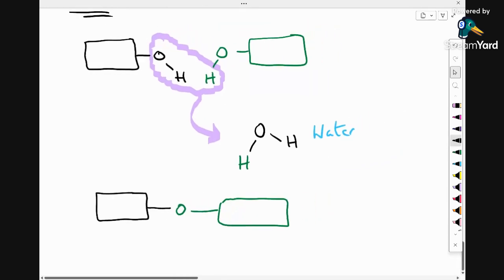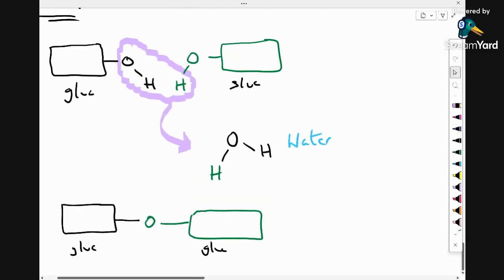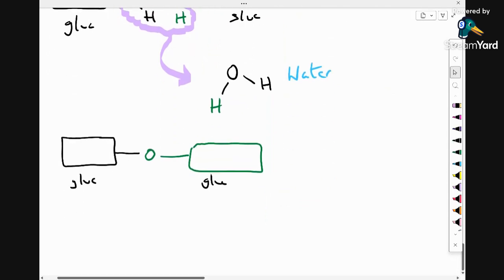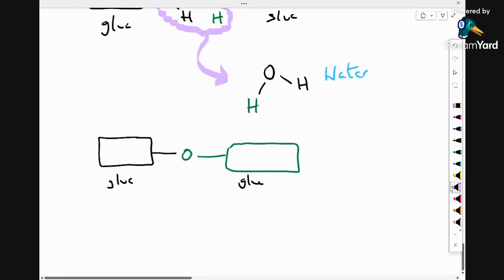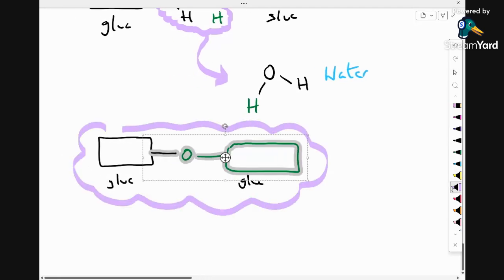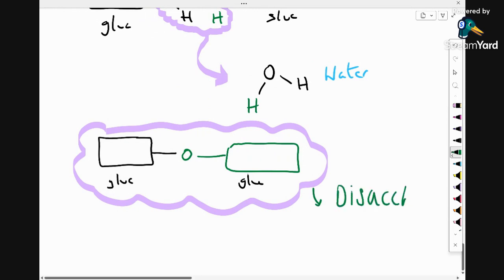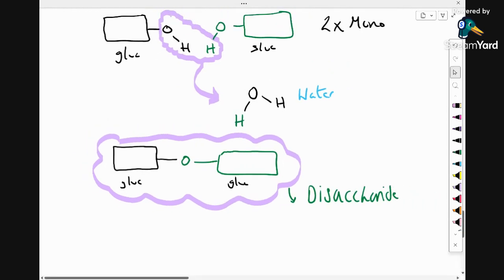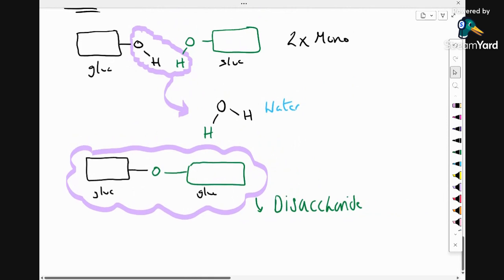Okay, and you can imagine that these are both sugars. Let's imagine these are both glucose, because we have lots of oxygens, lots of hydrogens. And now, because they're connected together, whereas these were both two monosaccharides, this guy here, all in one, is now a disaccharide. So this whole thing is now a disaccharide. That is essentially all you need to know and be concerned about.